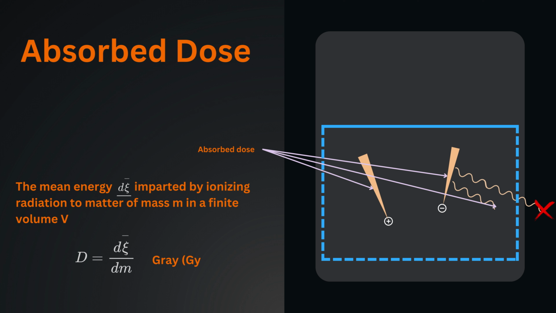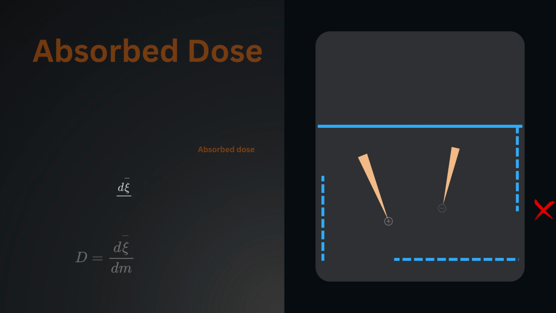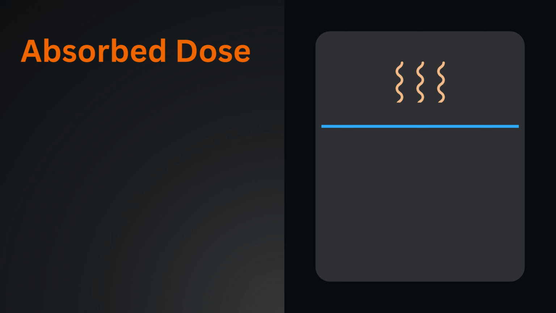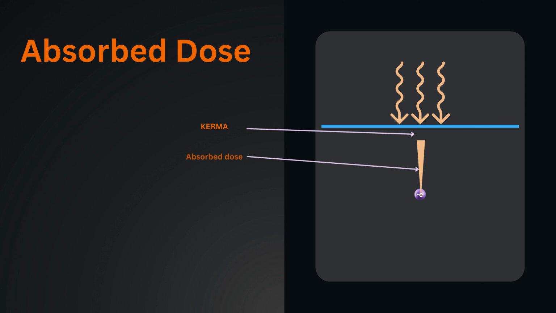The unit of absorbed dose is gray. It is important to note that the released electron deposits its energy along its track while traveling in the medium. So, the absorbed dose does not take place at the same point as KERMA.